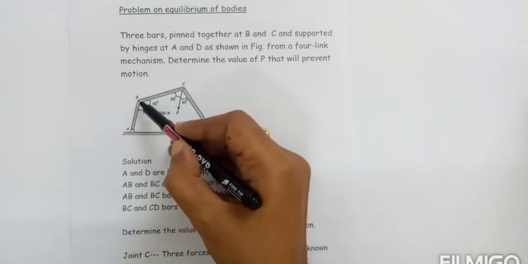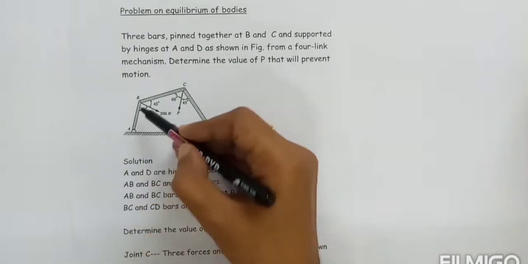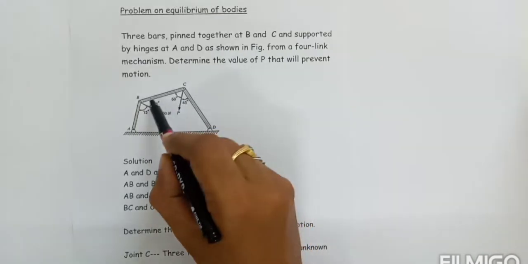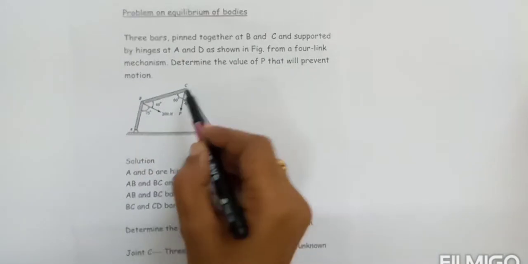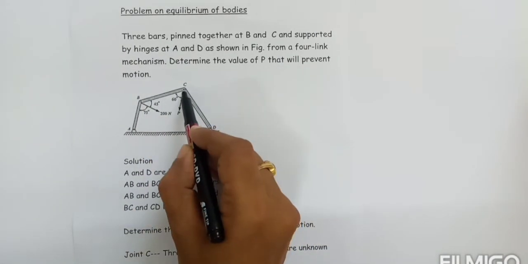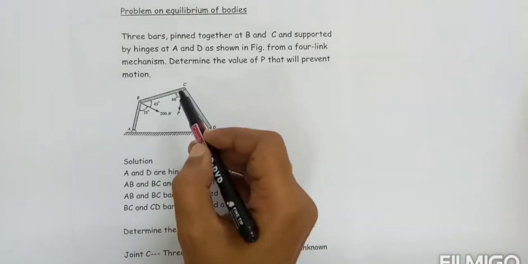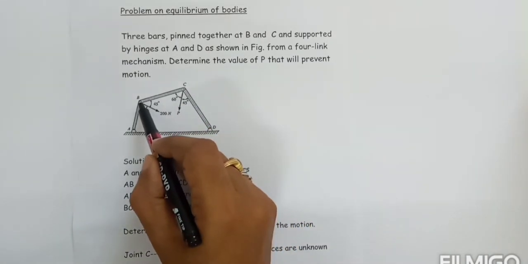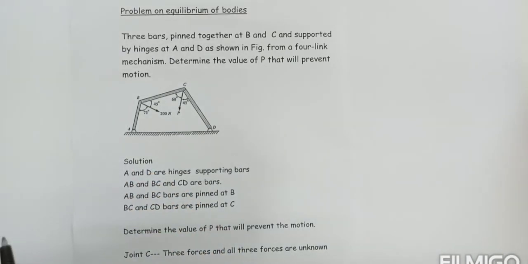Here, because of these pins, compressive forces are acting, not tensile forces. That means the compressive force is acting towards the body. That is, FAB is acting towards point B, and FBC is acting towards point B, if you consider the free body diagram at B. If you consider the free body diagram at C, FBC is acting towards C and FCD is acting towards C. In the free body diagram at C there are 3 unknown forces, and in the free body diagram at B, 2 unknown forces and 1 known force. That's why we'll start with the free body diagram at B first.